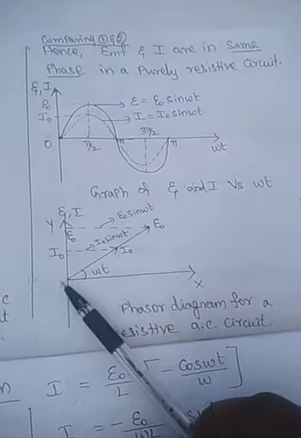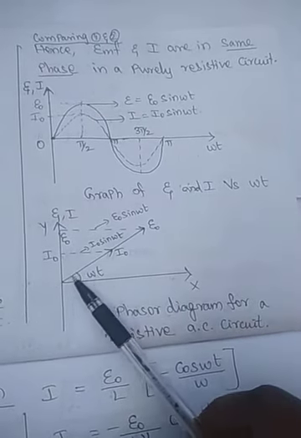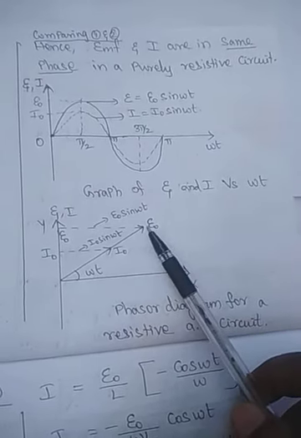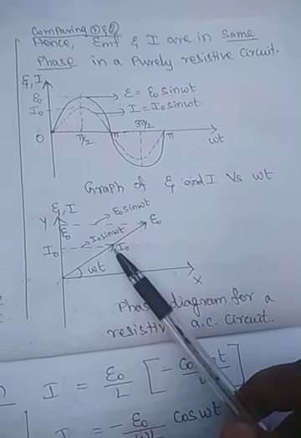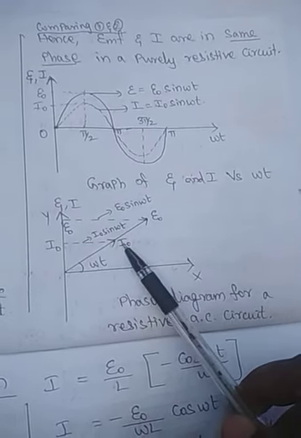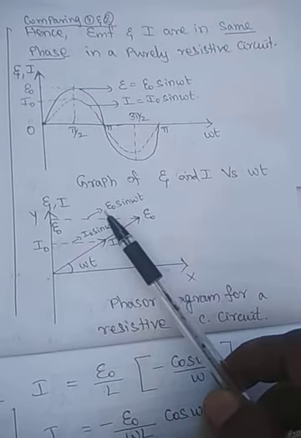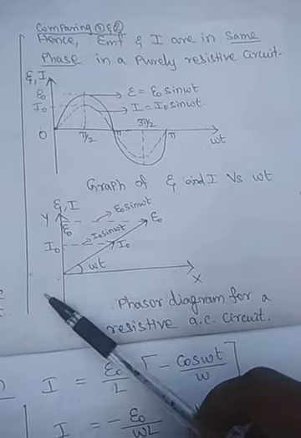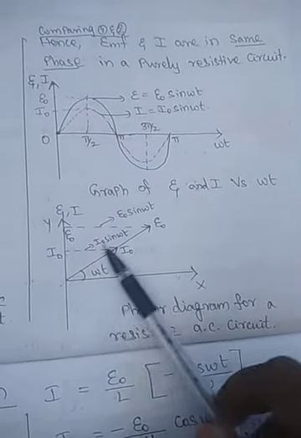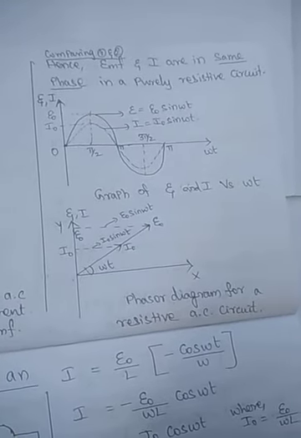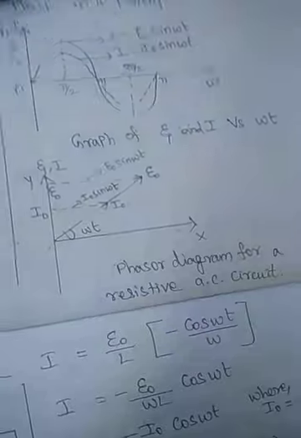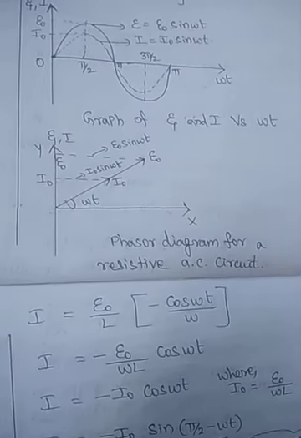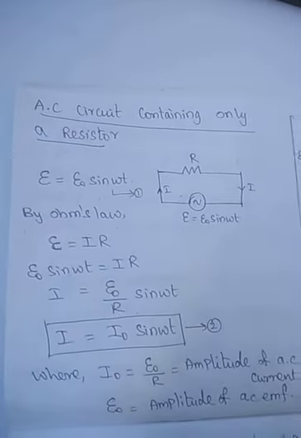This is the EMF. The current is also going in the same way, but the EMF value is higher than the current value. So this is E naught, this is I naught. This curve is I naught sin omega t, this is E naught sin omega t, as shown here. So both are in the same phase with the angle omega t. Are you clear, students? Both EMF and current will be going in the same phase for the pure resistive case.